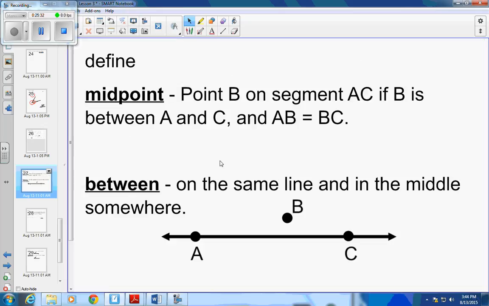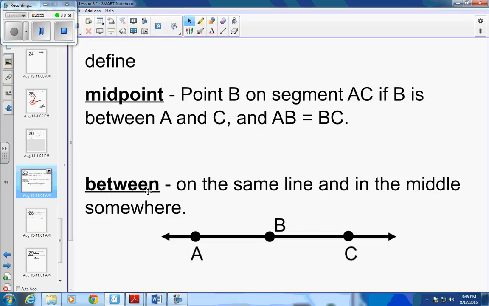We've got a few more definitions here. Midpoint. We talked about midpoint earlier in this class. So point B on a segment AC, so here's segment AC. B is between A and C, and AB is equal to BC, so it has to be right here on the line so that this distance from A to B and this distance from B to C are the exact same distance.